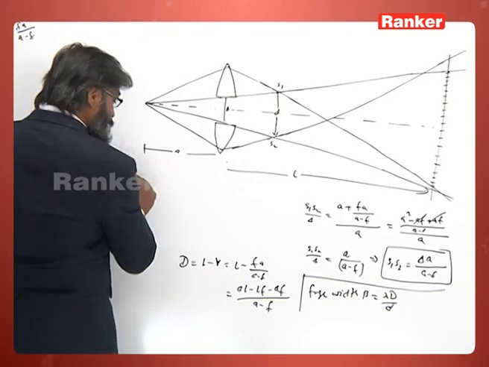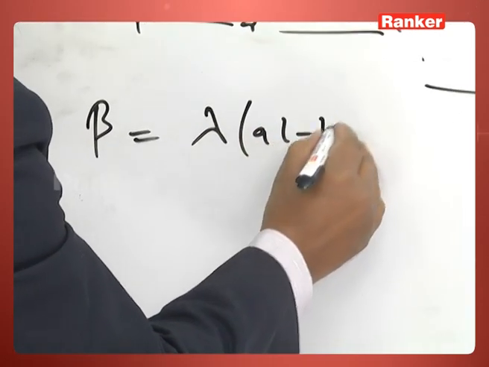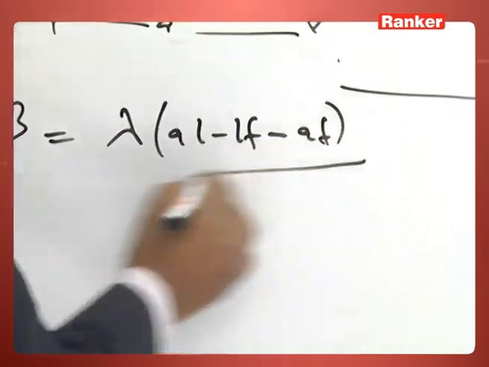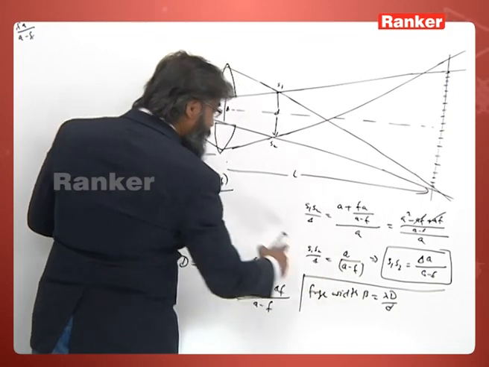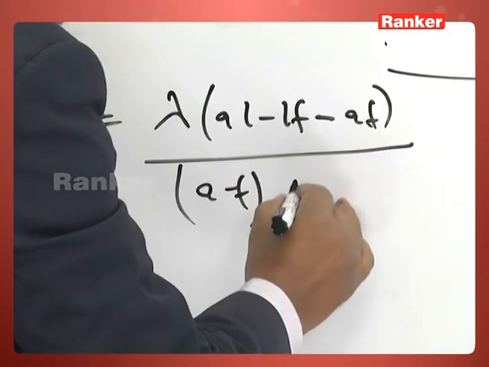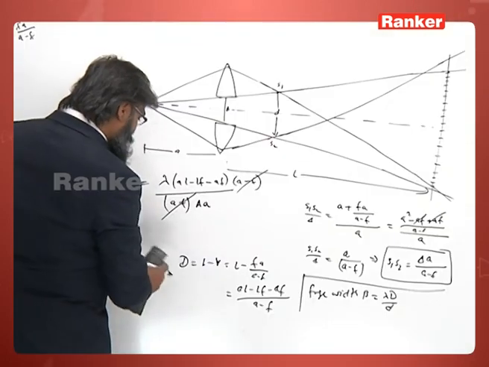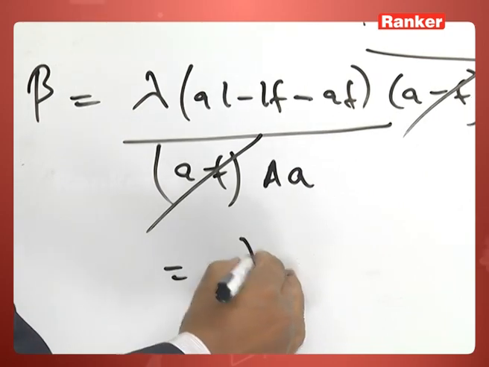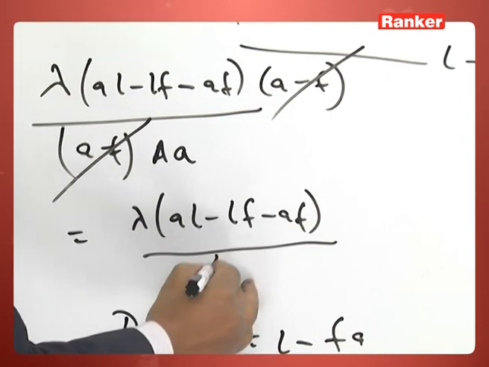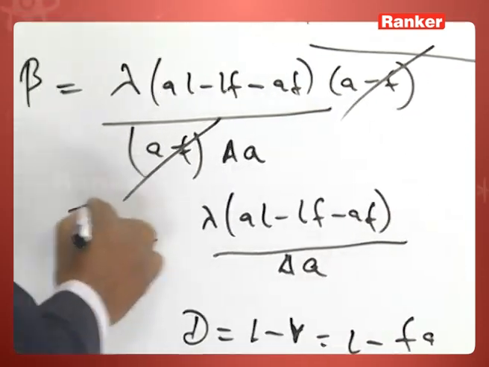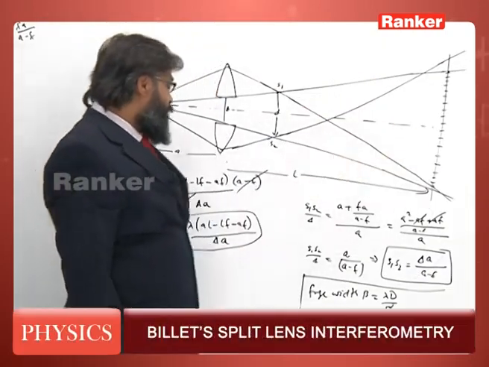So the fringe width beta is equal to lambda D, that is AL minus LF minus AF by A minus F, divided by small d, that is S1S2, delta A into A minus F. This A minus F cancels out. This becomes lambda times AL minus LF minus AF by delta into A. This is the fringe width formed here.